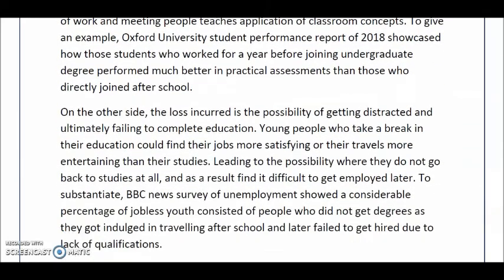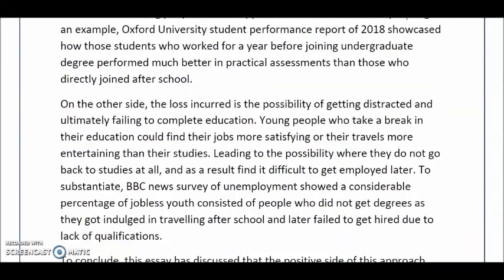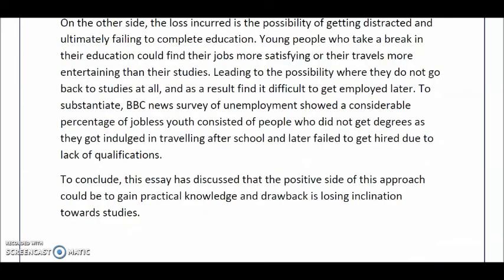So this is our lesson for today. You can read the entire essay altogether if you want, and I hope it helped you understand a lot of things.